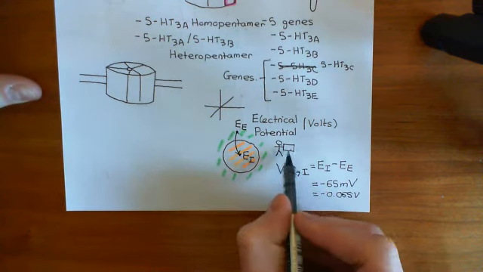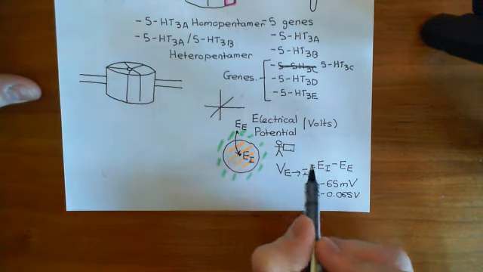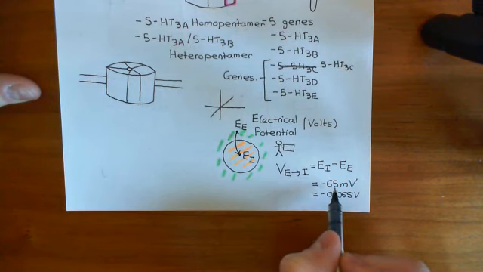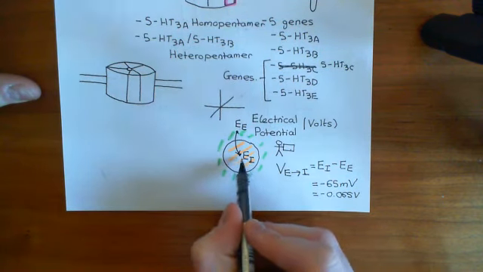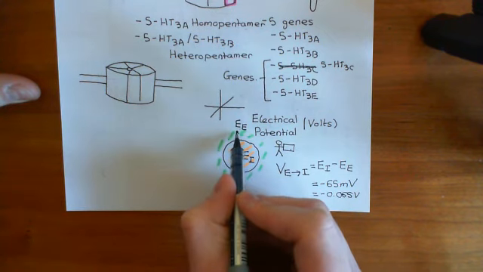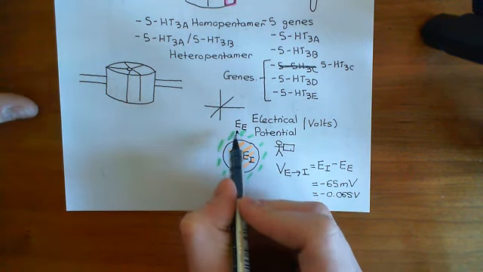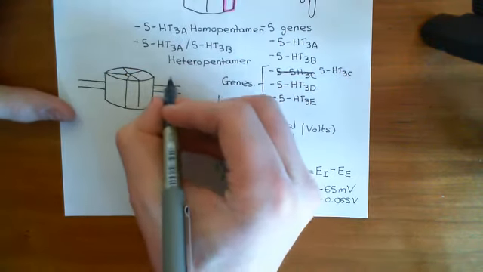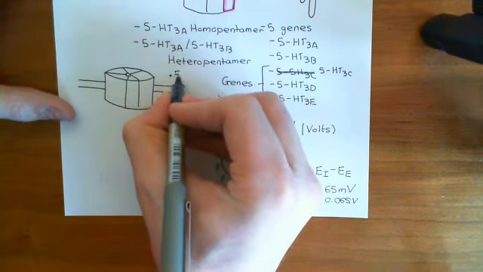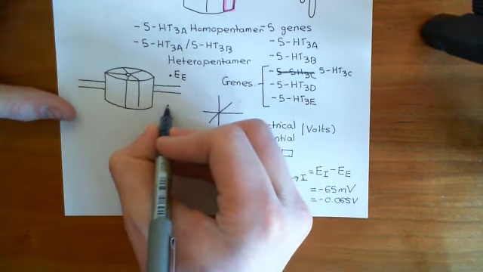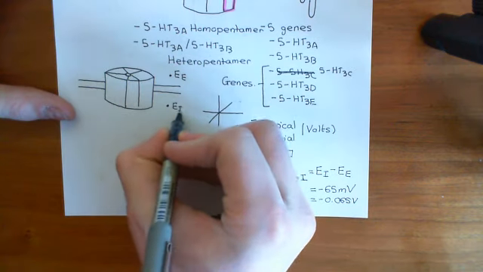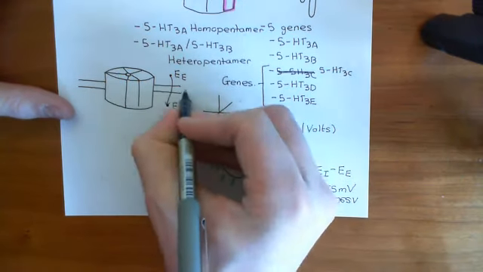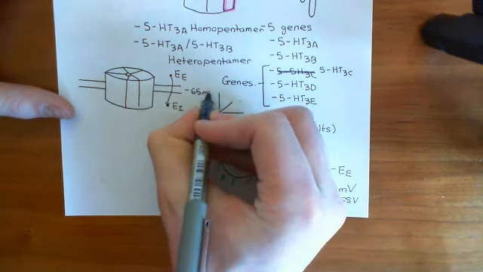So what this means is that if you move from extracellular to intracellular, the electrical potential will go down. The number on this screen will go down, and it will go down by 65 millivolts. So the intracellular compartment's electrical potential is lower than the extracellular compartment's electrical potential, and it's lower by 65 millivolts. Right, so let's transfer this onto this picture up here. We have an electrical potential extracellularly, and an electrical potential intracellularly, and at the moment the intracellular electrical potential is 65 millivolts lower than the extracellular electrical potential.